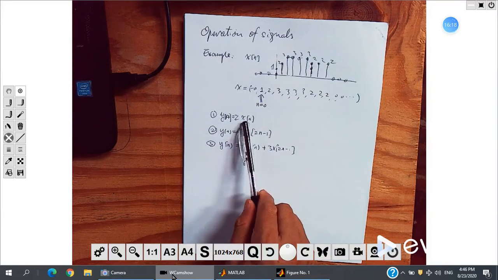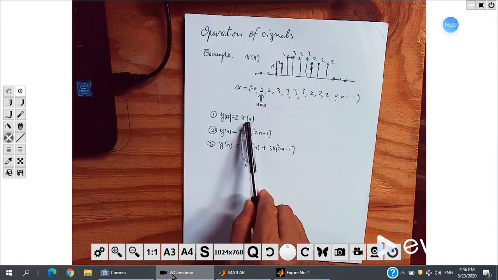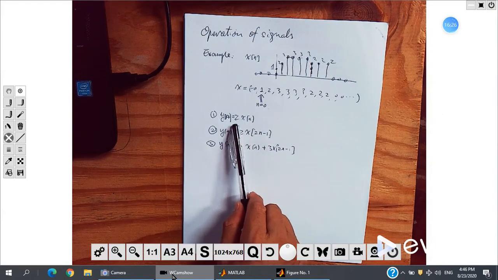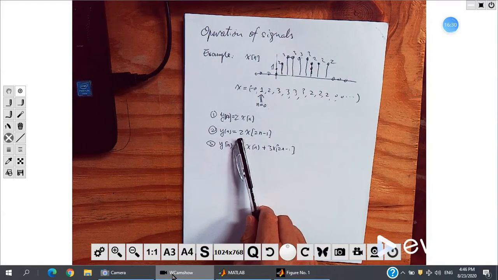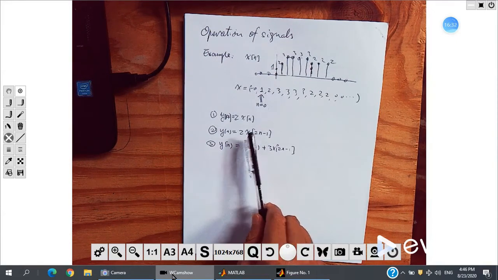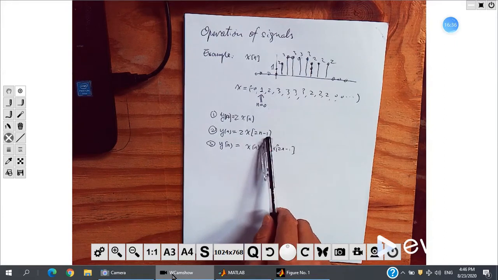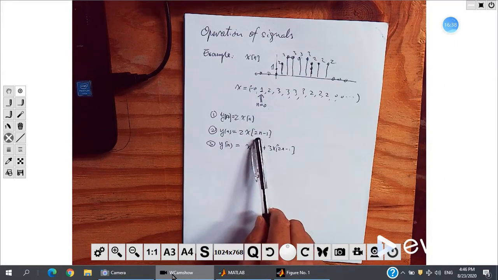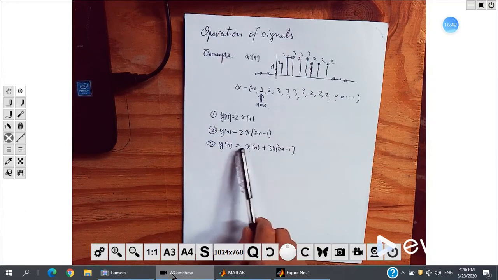The first one, I multiply x by 2. So this is a multiplication of the signal by a scale, right? The second one, I still have a 2 times in front of it, but I also have a change in the index. The time index, the original one is n, now it is 2n minus 1. And the third one is a combination of two.